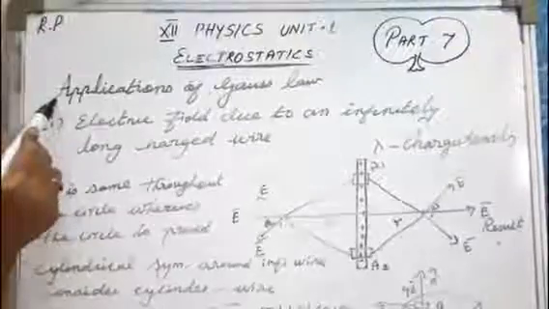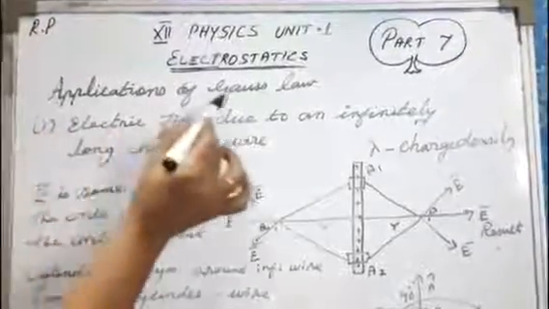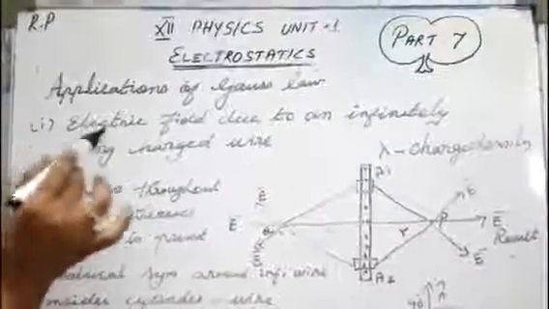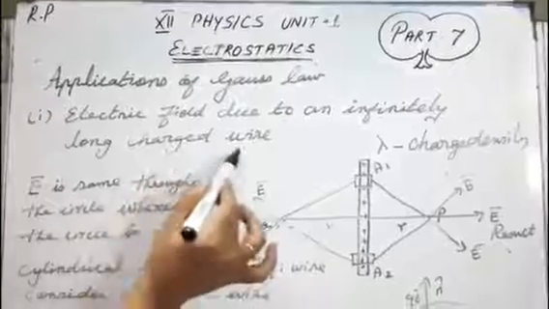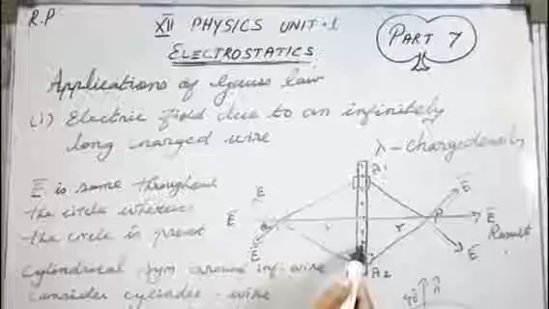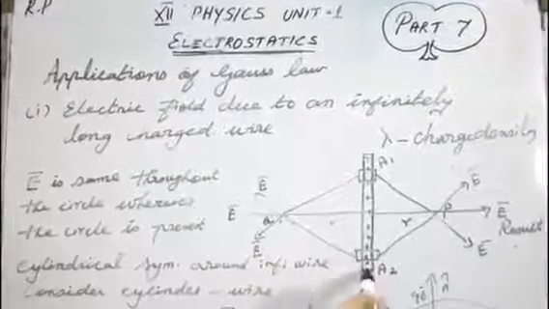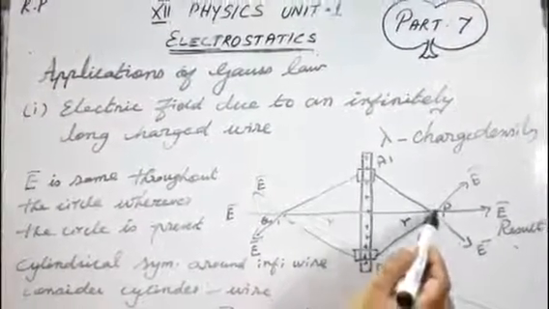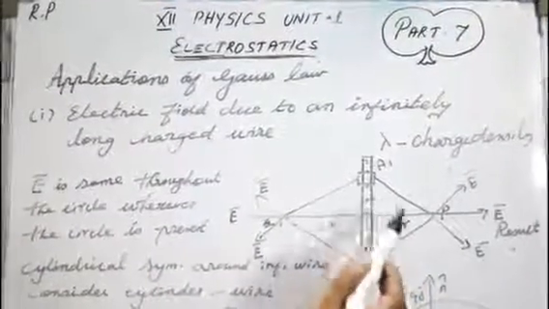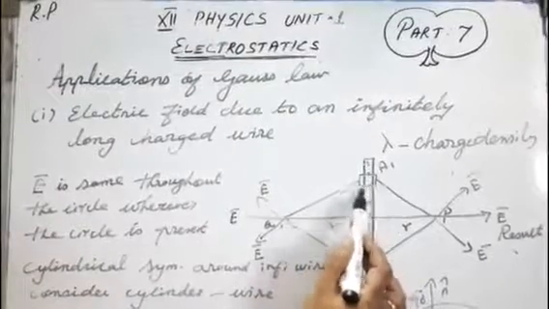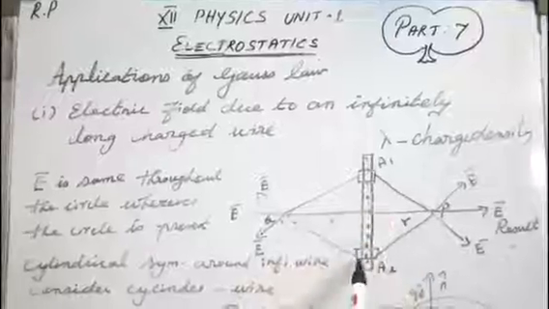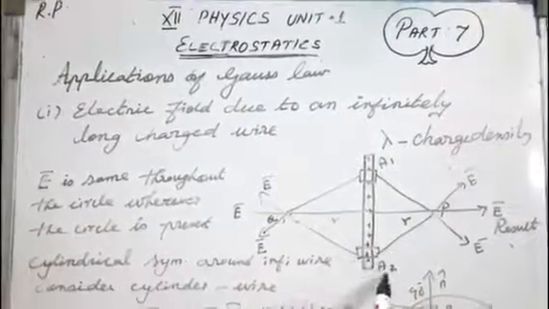And the next topic is applications of Gauss law. Under this, first we have to discuss the electric field due to an infinitely long charged wire. Here we can take one long charged wire, with positive charge uniformly distributed from top to bottom, and we consider the point P at a distance r from the wire. On the surface of the charged wire we can take a small charged element, A1, and further down another charged element, A2.